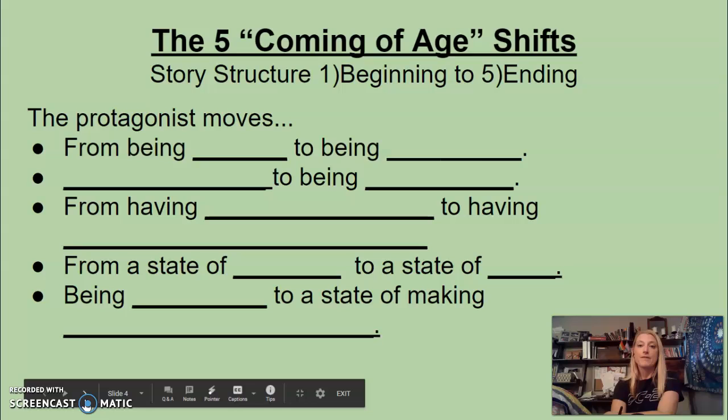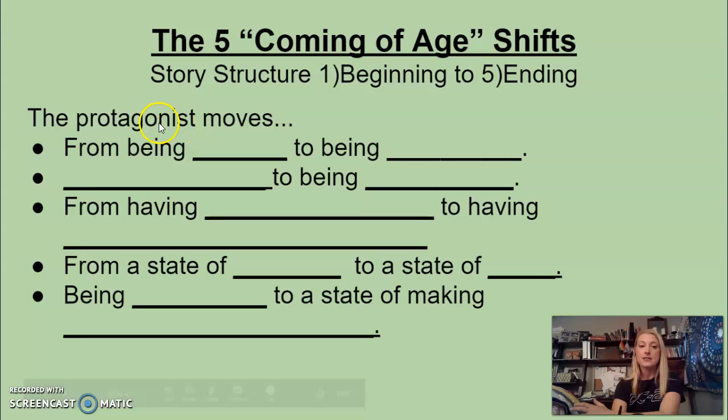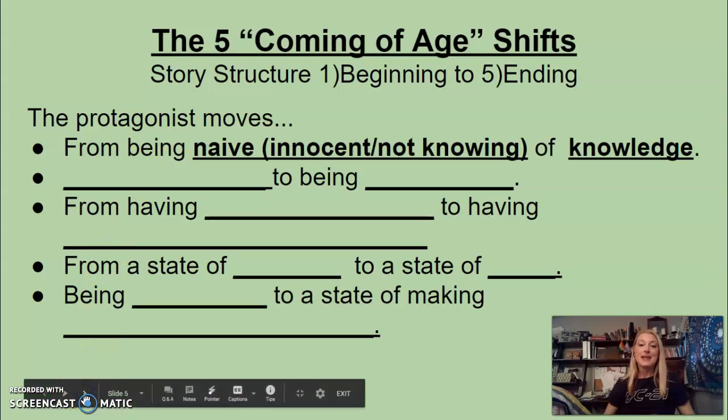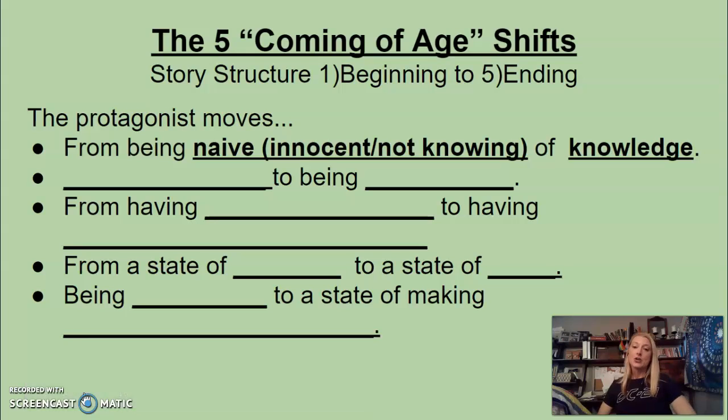Next, there are 5 different types of shifts, changes that happen in our story structure from beginning to end. So our protagonist, that character that grows or changes throughout a story, these are some of the things that they move through or that help with that change, 1 through 5. From being naive and innocent, not knowing, to being knowledgeable.